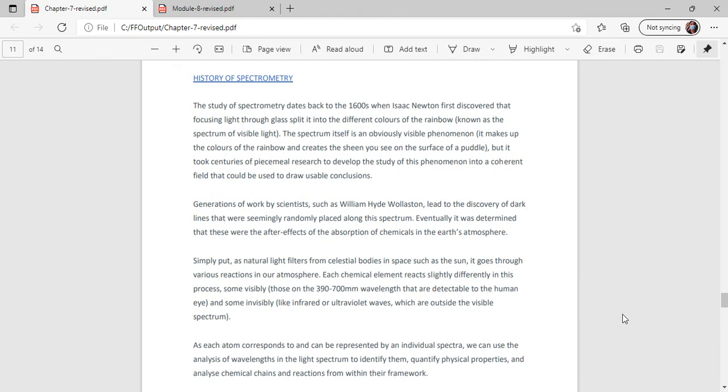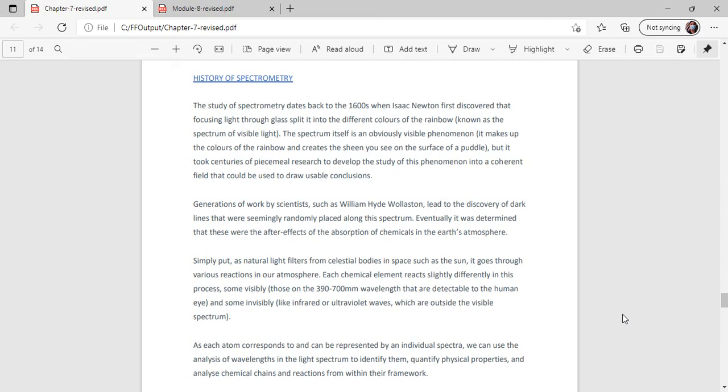Generations of work by scientists, such as William Hyde Wollaston, led to the discovery of dark lines that were seemingly randomly placed among the spectrum. Eventually, it was determined that these were the after effect of the absorption of chemicals in the Earth's atmosphere. Simply put, the light or natural light filtered from celestial bodies in space, such as your sun, goes through various reactions in our atmosphere. Each chemical element reacts slightly differently in this process. Some are being visible.